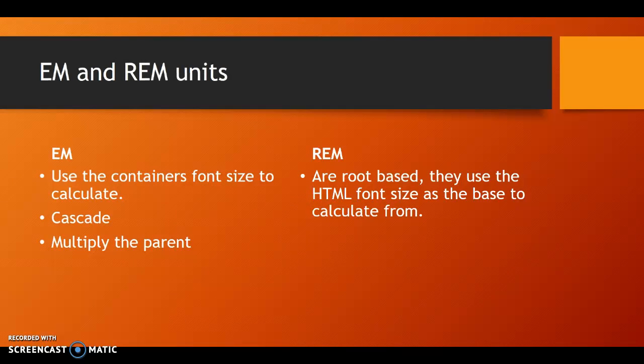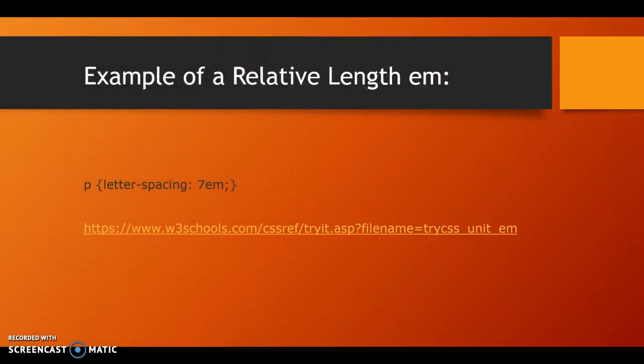I wanted to understand the difference between the two of them. I've seen them a lot, but I didn't understand them. So this will give a little breakdown of the small differences that they have. The EM uses the container's font size to calculate, and it multiplies and cascades. Whereas the REM is root based, and it uses the HTML font size as the base to calculate from, and it does not cascade or multiply. So that's the main difference between those two.